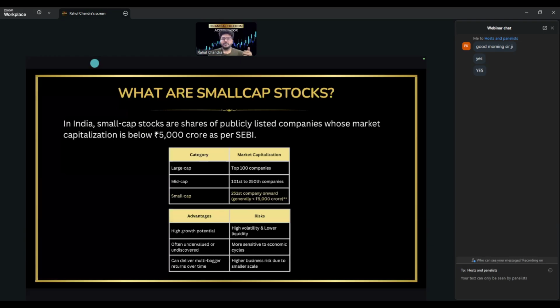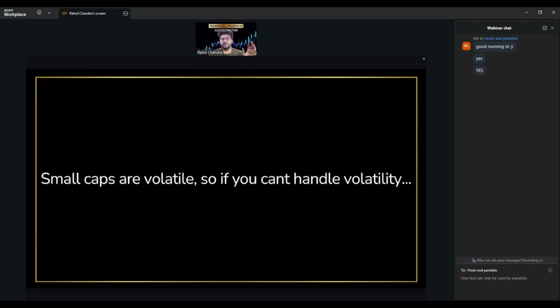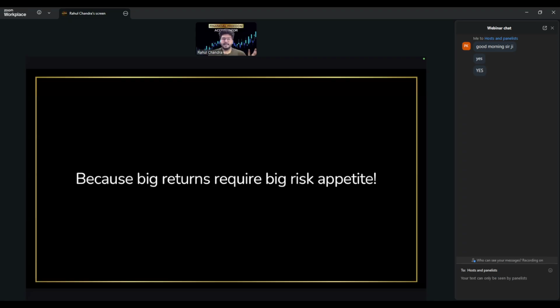Okay. So I'll just repeat, small cap stocks are good, but they're volatile. If you can't handle volatility, then you should stay away from small cap stocks. Yes, they have big returns, but big returns also require big risk appetite. And that is something I have been saying on day one as well. You need to personalize your investing. If you're somebody who would rather preserve their capital, where protection is most important, then you're not a big risk taker.